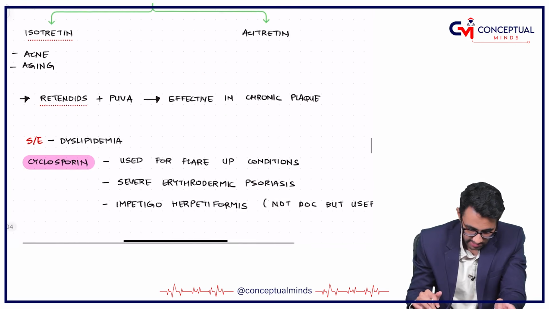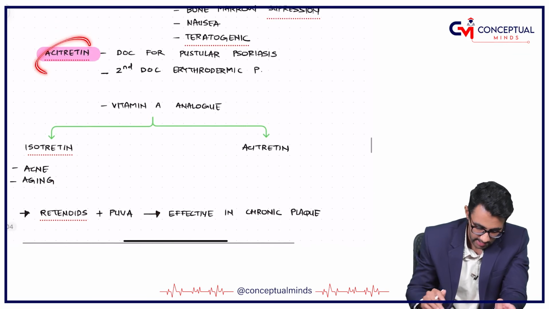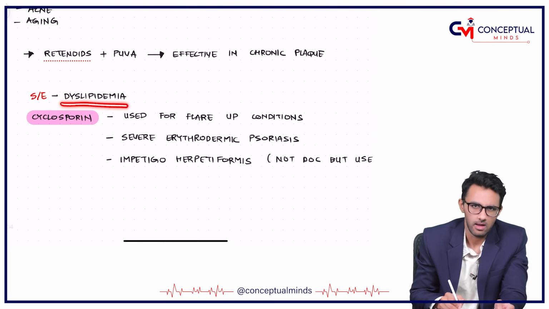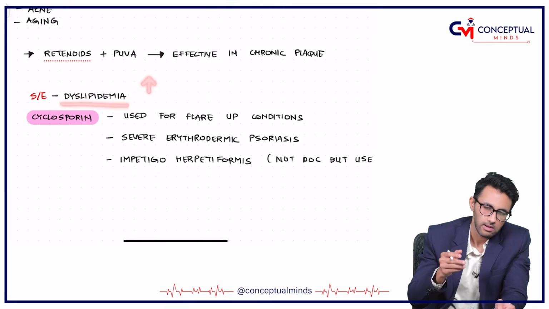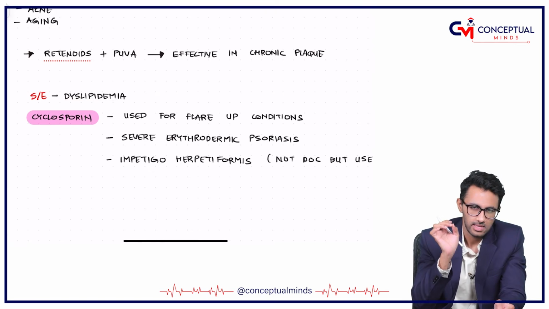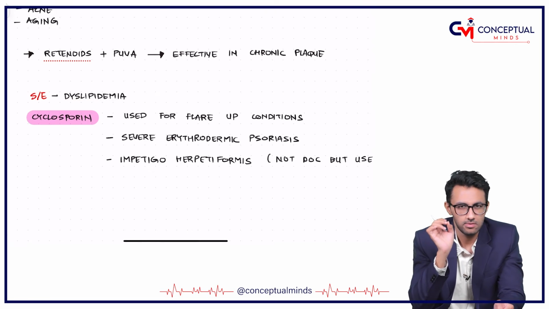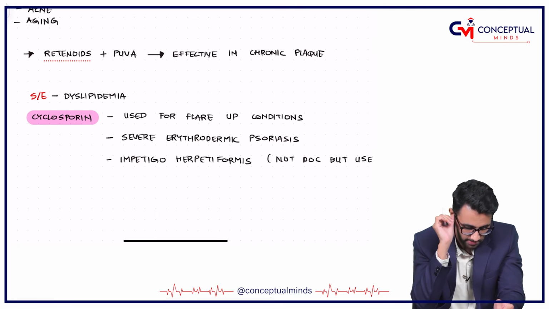What are the side effects of acitretin? Dyslipidemia. Increase in blood triglycerides would be seen. HDL, LDL, or triglycerides, one of the three would be high. So the side effect is dyslipidemia.